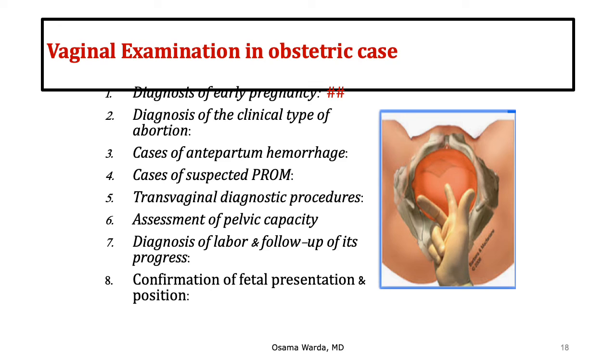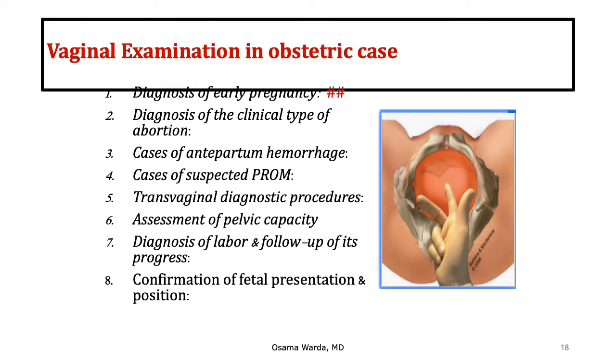section if bleeding occurs. Vaginal examination in an obstetric case may be done in suspected cases of premature rupture of fetal membranes. Transvaginal diagnostic procedures include transvaginal ultrasound examination, chorionic villus sampling, dry sterile speculum for diagnosing rupture of membrane, taking swabs for infection, and so on.